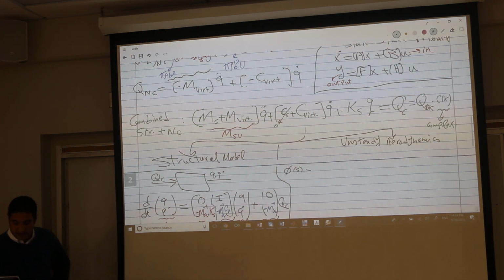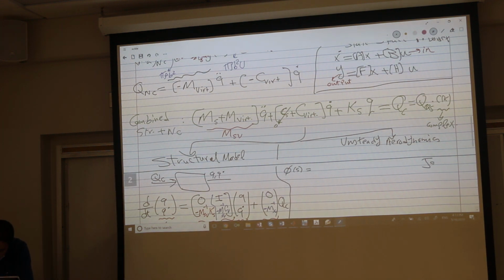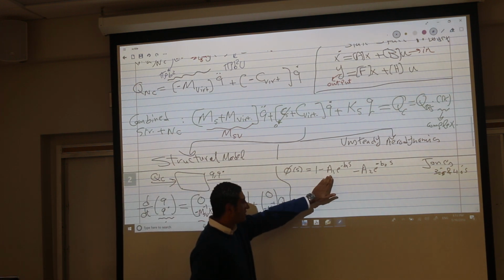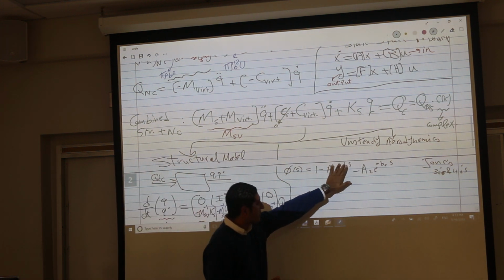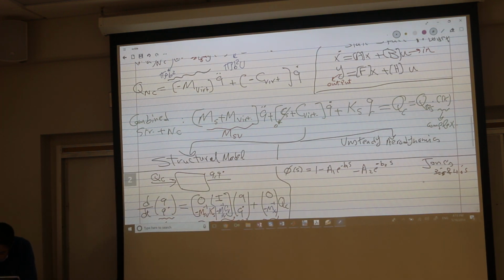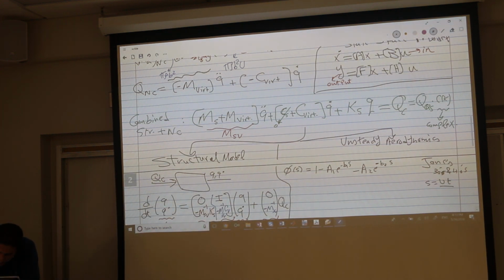So luckily, Jones in the 30s and 40s approximated the Wagner function as 1 minus a1 e to the negative b1 s minus a2 e to the negative b2 s, where they already determined the values. They are just constants: a1, b1, a2, b2. Okay? s is non-dimensional time, u t over b.